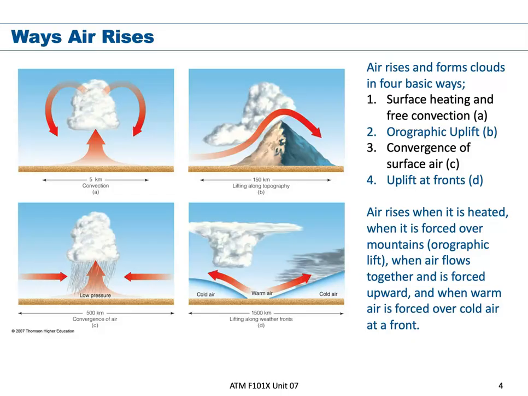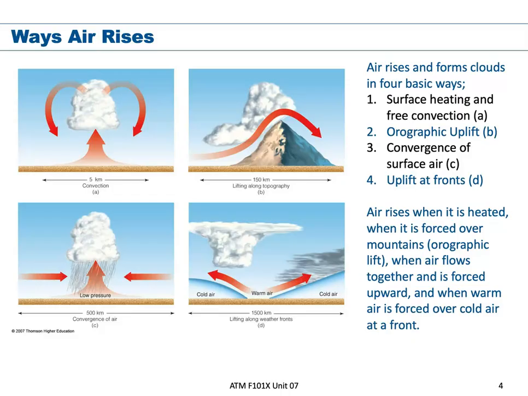In the lower left, we see that when air converges or comes together, instead of piling up, the air rises. This is how air rises in low-pressure systems, which are associated with clouds and rain. The horizontal scale of low-pressure systems is about 500 kilometers.